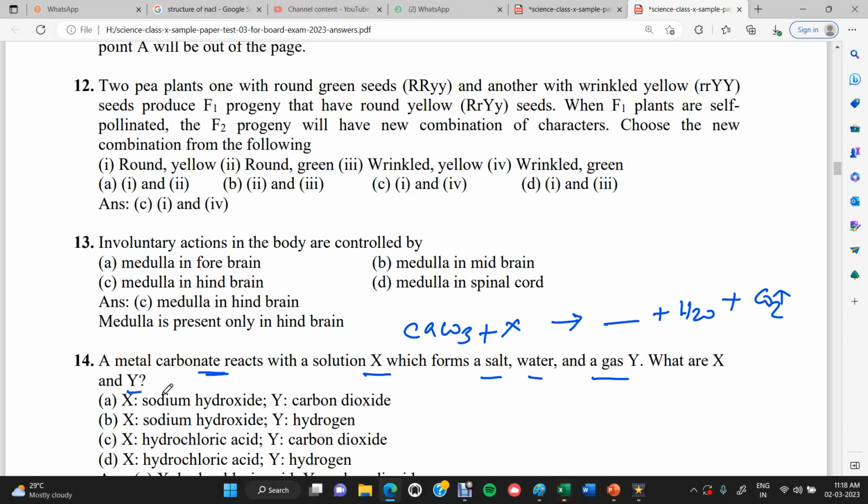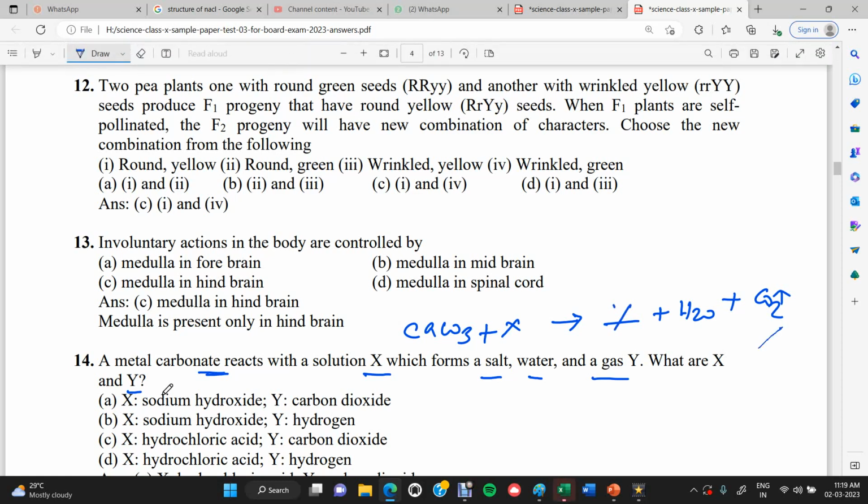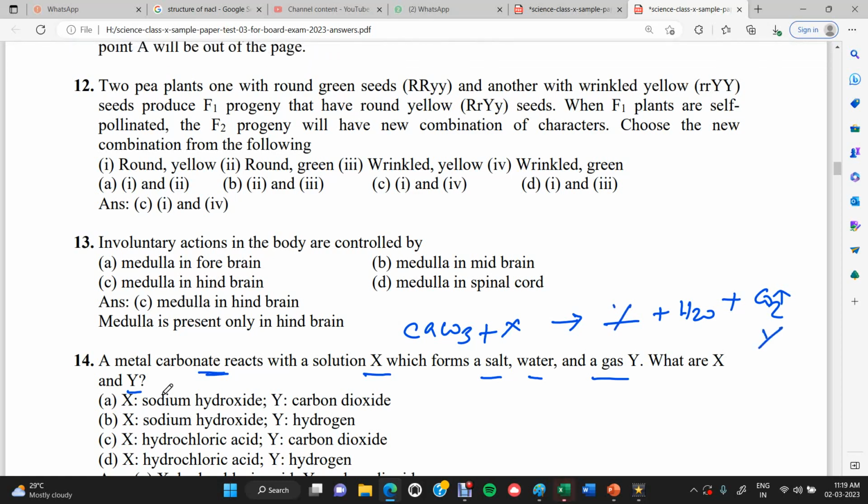So gas Y we have identified as carbon dioxide. It forms the salt, water and gas. So what is the solution used here? Listen, carbonates usually liberate carbon dioxide when treated with an acid. Let us check the options. Sodium hydroxide is a base, so it is not that. Hydrochloric acid gives carbon dioxide, and hydrogen is not there. So it will be hydrochloric acid and carbon dioxide.